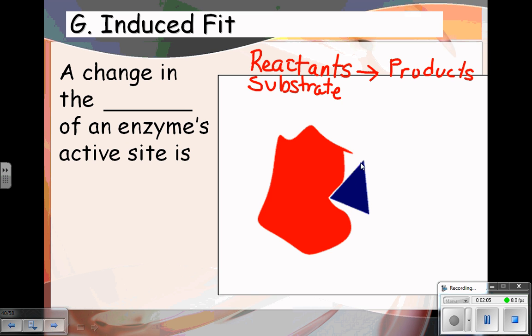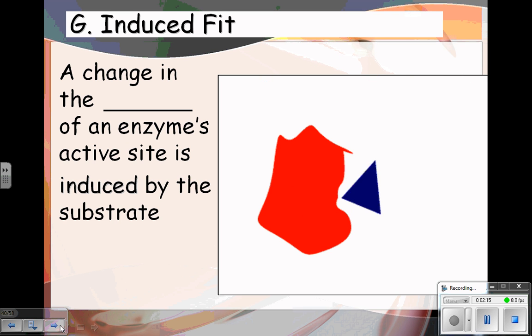And so here you have the reactant, which is also called the substrate. In this case, there's just one reactant or one substrate. And then let's see it break down. And there it is. Now you have the products that are being released. So a change in the shape of an enzyme's active site is induced by the substrate. So that's the induced fit model as opposed to the old-fashioned lock and key model.